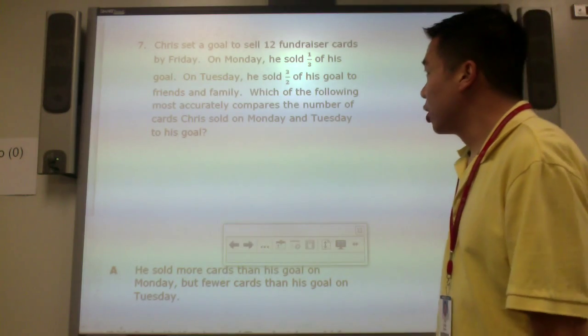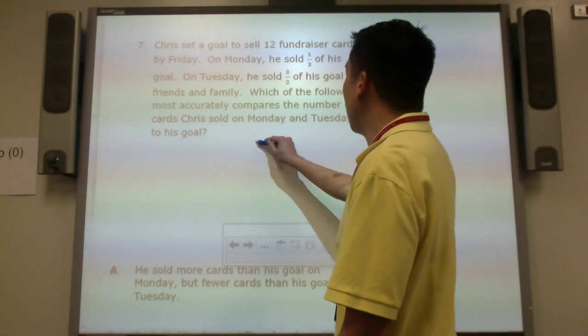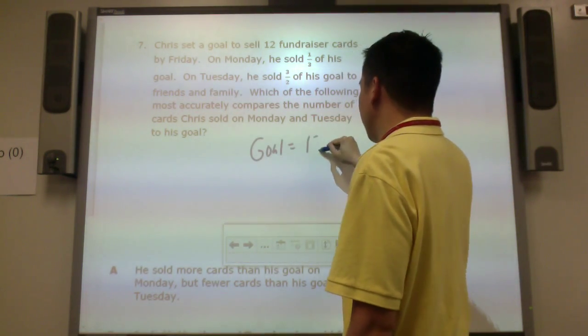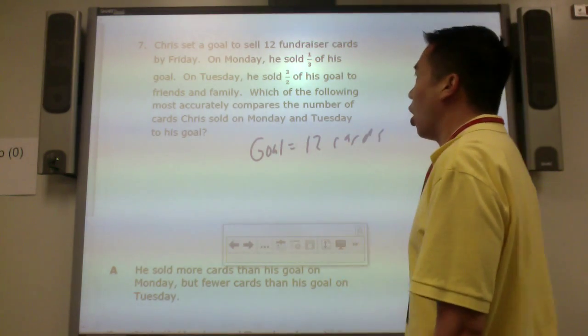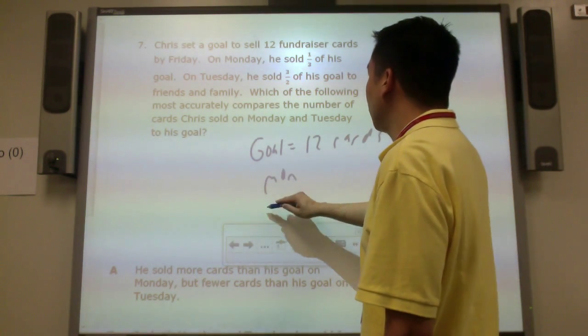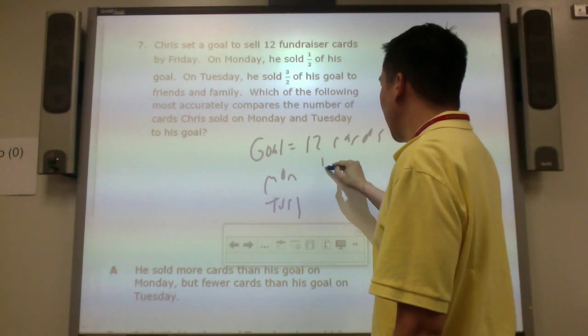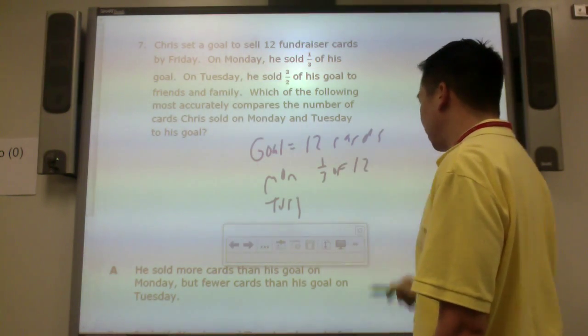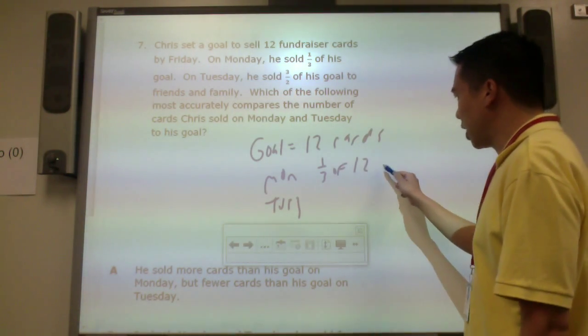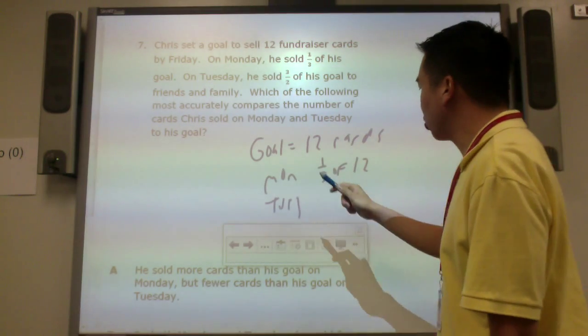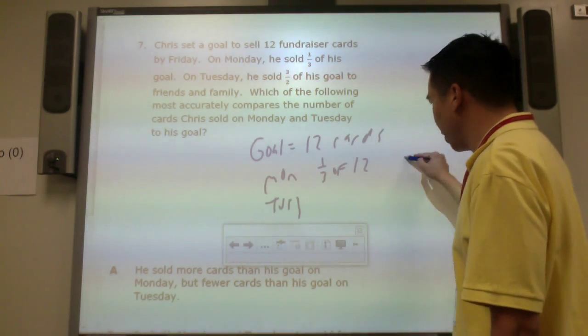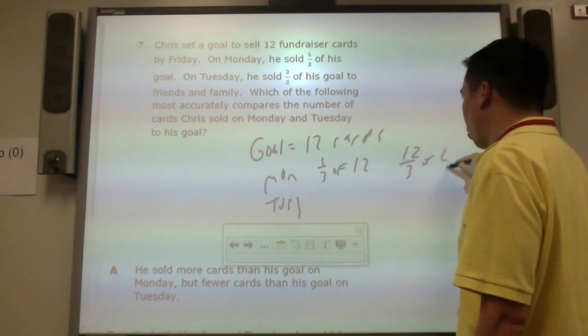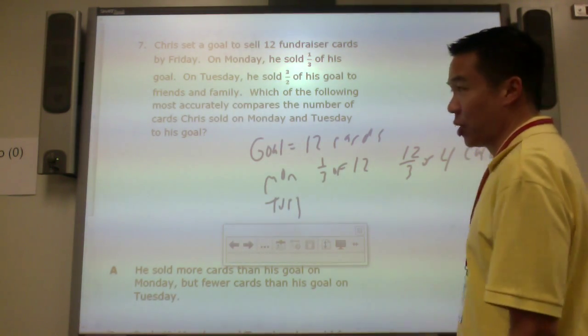Number 7. Chris set a goal to sell 12 fundraiser cards. So the goal is to sell 12 cards. On Monday, he sold 1/3 of his goal, 1/3 of 12. So what's 1/3 times 12? Or 12 groups of 1/3. It's 12 thirds or 4 cards. He didn't do a good job, did he?